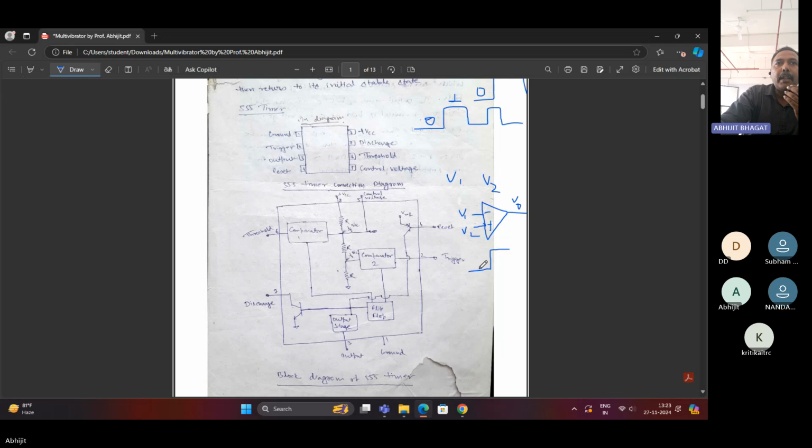So depending on what voltage you are getting at the output side, you can know which voltage is high. If you are getting 0, then the negative terminal voltage is high. If you are getting 1, that means the positive terminal voltage is high. So you can recognize which of V1 and V2 is high and which one is low. Is that clear?